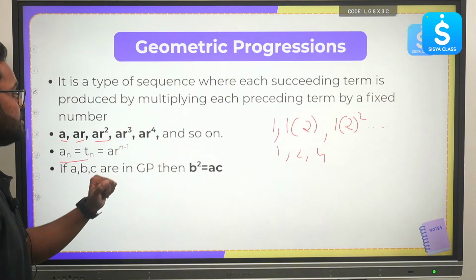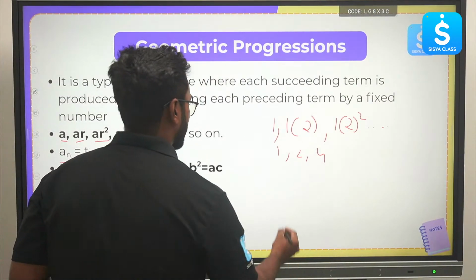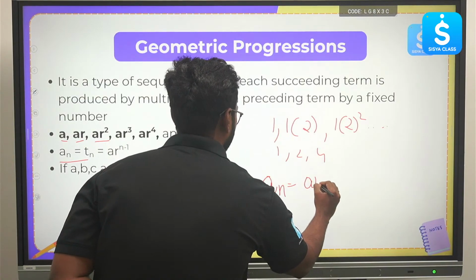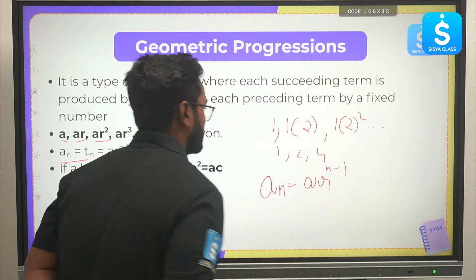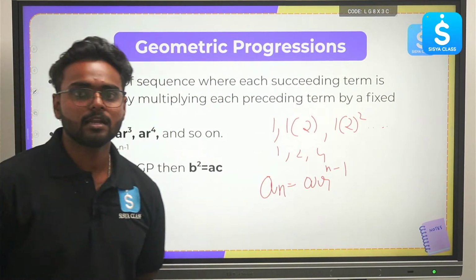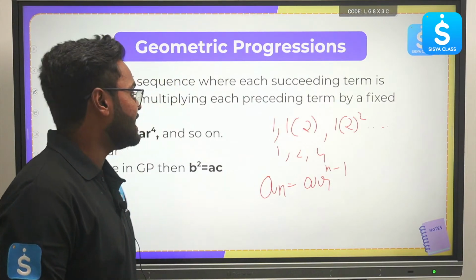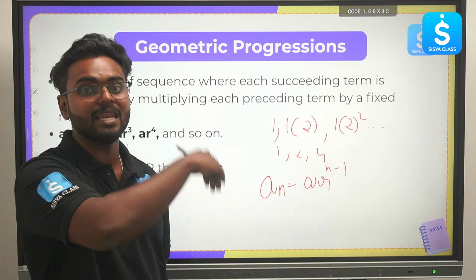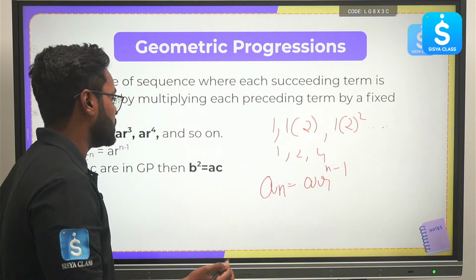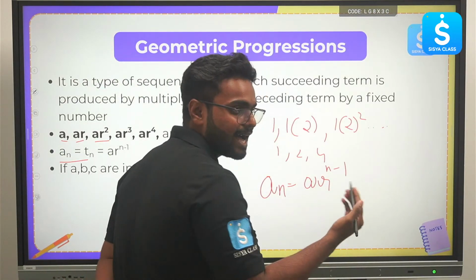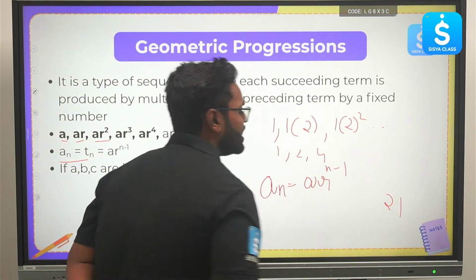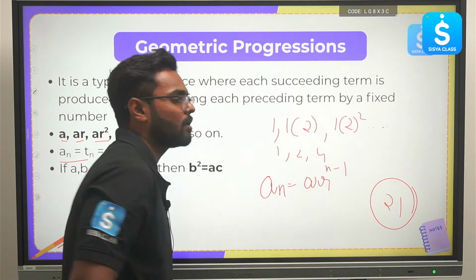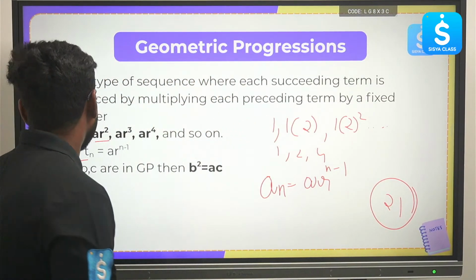In this, the nth term, or any term that you want to find, is given by the formula an equals ar power n minus 1. This is an important formula that we'll be using to find sums. And let me tell you, in some questions they might ask you to find the term from the last. If they have given the last term, you just reverse the formula and take the last term as the first term, for AP and GP.